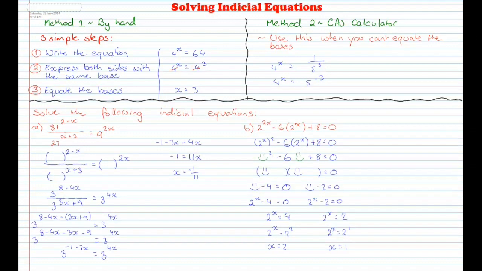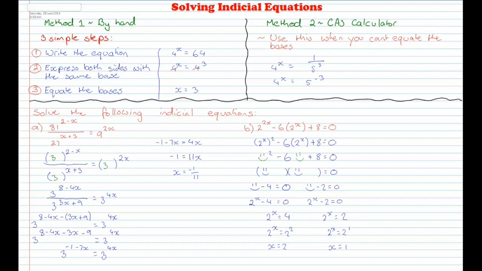Alright, so welcome back guys. Now the very first thing I did for this question in part A, 81 to the power of 2 minus x, 27 to the power of x plus 3 is equal to 9 to the power of 2x, was I had to look through and figure out what the base was going to be. Now if you thought 9, well you're pretty close because of course you could use 9 for your 81 and your 9, but it won't work for 27. So that means we can only use a base of 3 for each one of these because we want to keep them all the same.